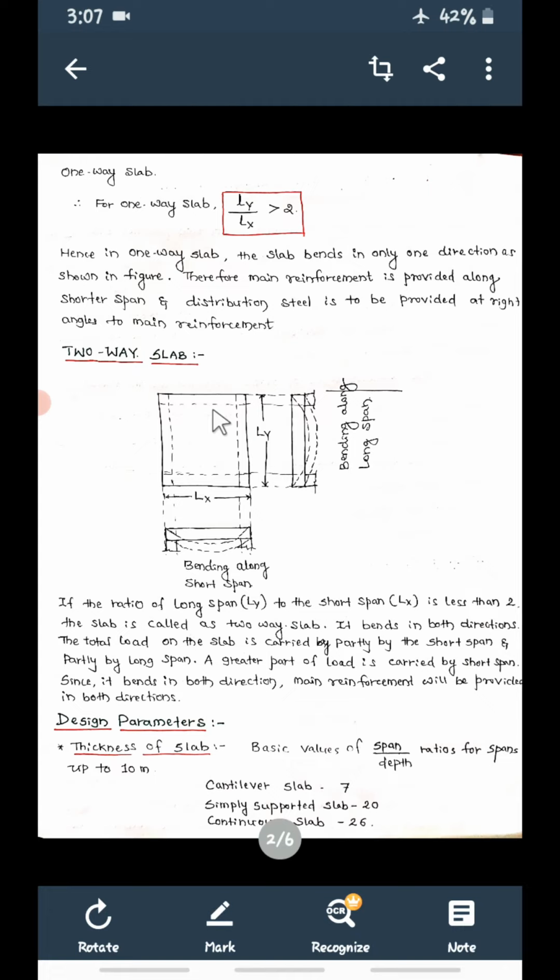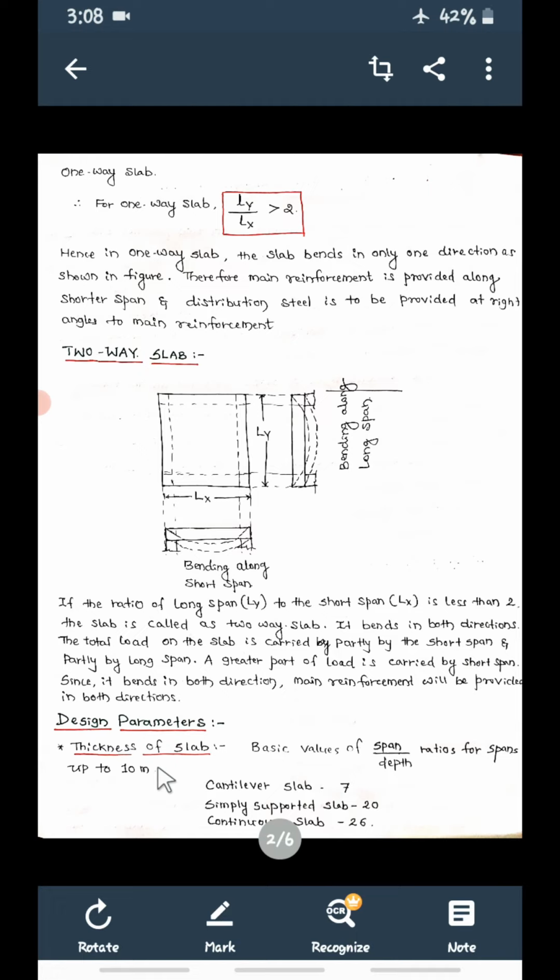Now before going into the actual design, what are the design parameters? As I told in the previous case, design of slab is almost the same as design of beam. Remember, there is not much change, hardly 1% change. What that change is, we are going to see. First, again, the thickness of slab, or as usual we find the effective depth of slab, which we normally call the thickness of slab.